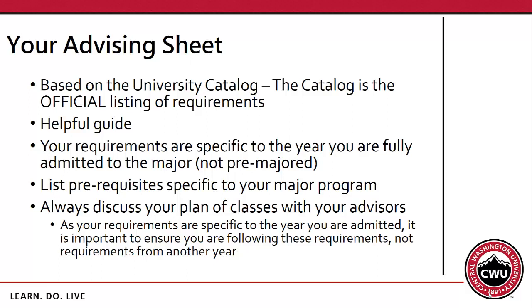This advising sheet is a helpful guide. Your major requirements are specific to the year you are admitted, not the year that you are pre-majored. Please be sure you are viewing the advising sheet specific to your program year. The advising sheet also lists all course prereqs as they apply to the requirements in your program. Be very familiar with your course prerequisites. The advising sheet and this video are not a substitution for meeting with an advisor, merely tools to help you understand your requirements and prepare for academic planning.